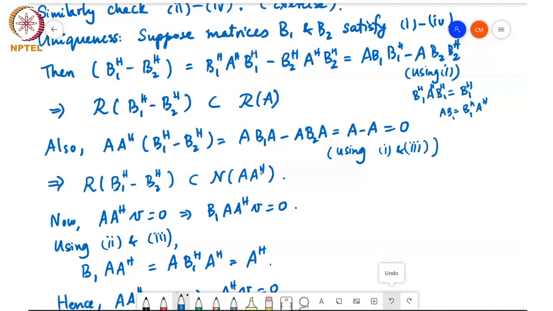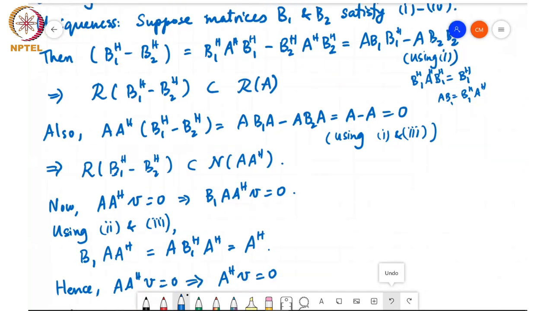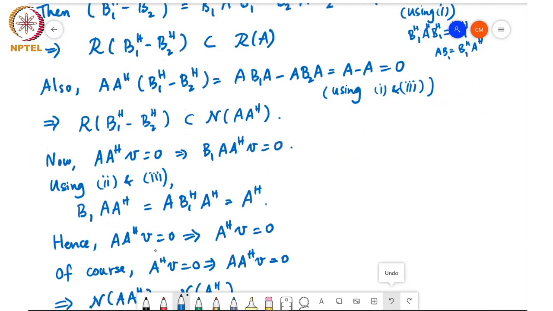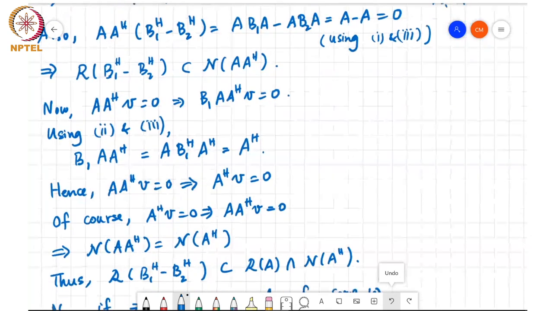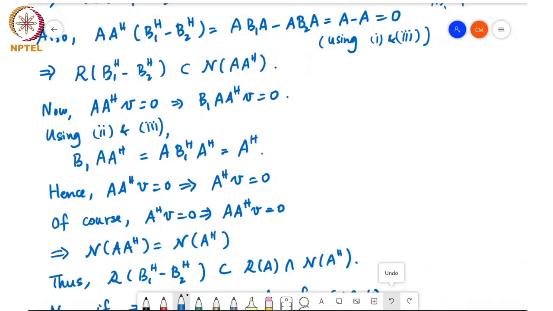Now, if a vector lies in the null space of AA Hermitian, that means AA Hermitian V equals 0, which then means that just pre-multiplying by B1, B1 times AA Hermitian V equals 0. Now, you should verify this, that again, I'm just repeatedly using these properties. These properties mean that if I look at B1 AA Hermitian, this matrix here, that is the same as AB1 Hermitian times A Hermitian, which is equal to A Hermitian. So AA Hermitian V equals 0 then implies that A Hermitian V equals 0. So that means that the null space of AA Hermitian is equal to the null space of A Hermitian itself.